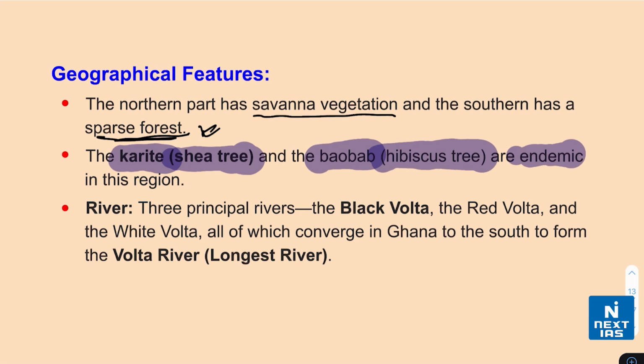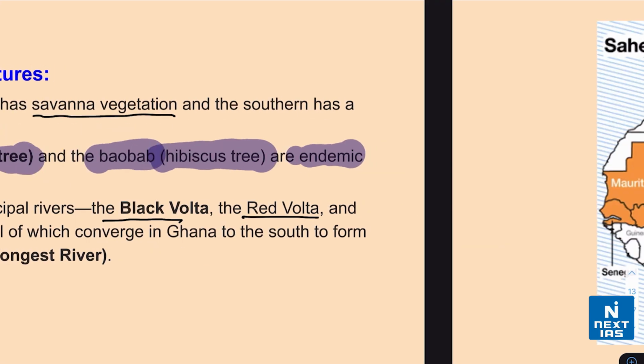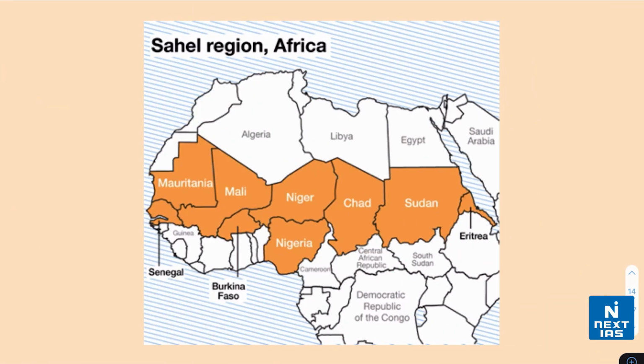And as we have discussed, the major rivers are the Black Volta, Red Volta, and the White Volta, all of which cover Ghana and form the Volta River, which is actually the longest river. Also, Burkina Faso is a part of the Sahel region. Now, this Sahel region is an economically important region in Africa.